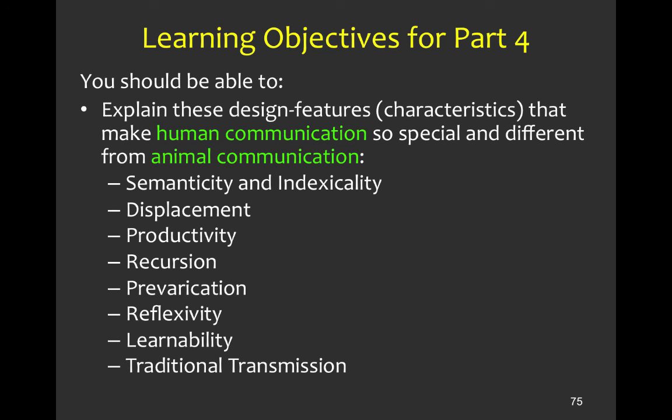We are now at the end of Unit 1, Part 4. You should now be able to answer the following learning objectives for Part 4. You should be able to now explain these design features or characteristics that make human language and communication so special and different from animal communication: semanticity and indexicality, displacement, productivity, recursion, prevarication, reflexivity, learnability, and traditional transmission.